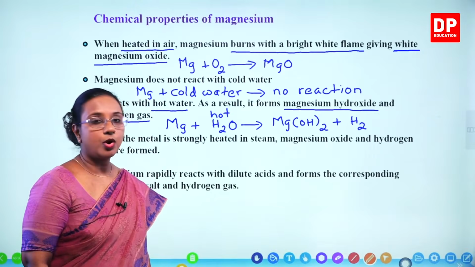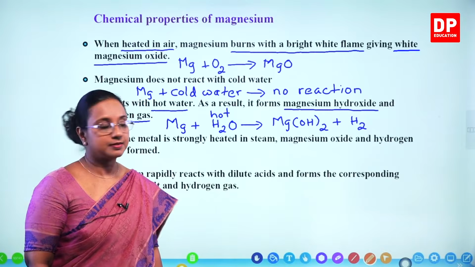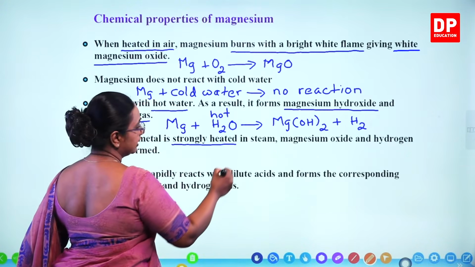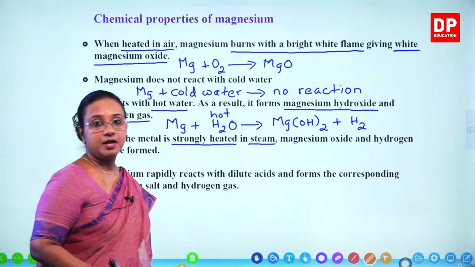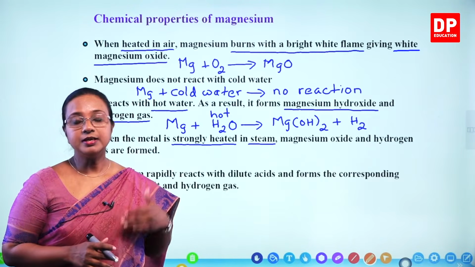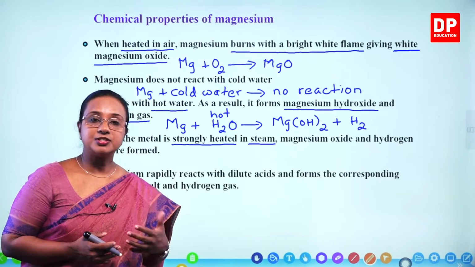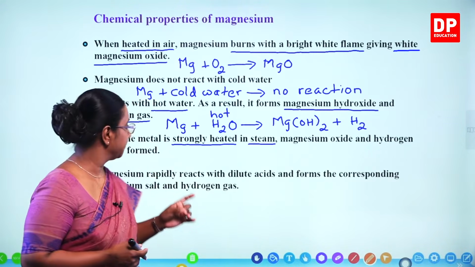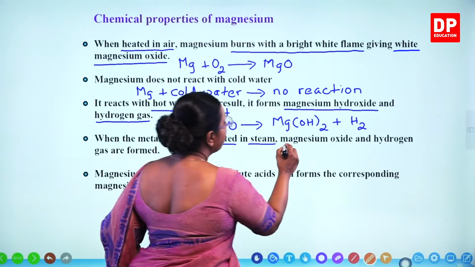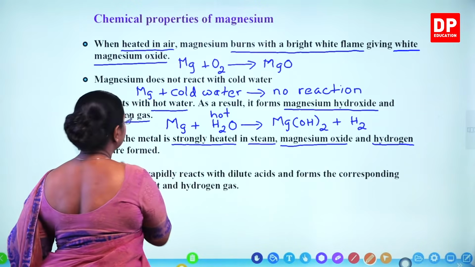Magnesium with hot water gives magnesium hydroxide and hydrogen gas. When the metal is strongly heated in steam, you know students, steam has more heat than boiling water. So there the reaction will be easier. So when the metal is strongly heated in steam, magnesium oxide and hydrogen gas are formed.